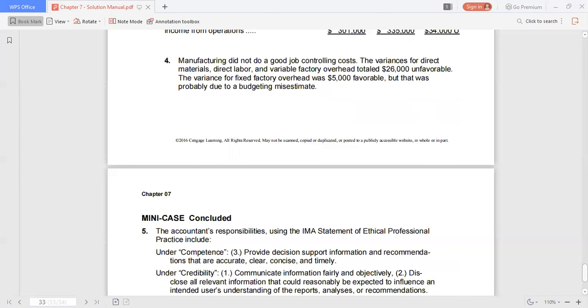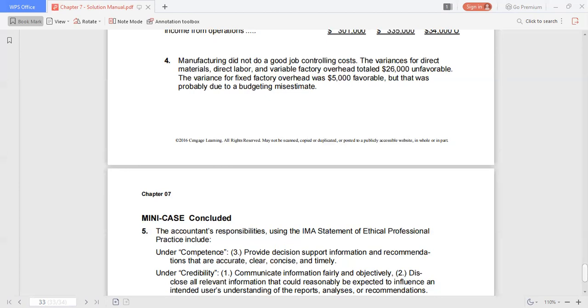In number four, manufacturing did not do a good job controlling costs. The variances for direct materials, direct labor, and variable factory overhead totaled 26,000, which is unfavorable. The variance for fixed factory overhead was 5,000 favorable, but that was probably due to a budgeting misestimate. And number five, assume that you have just been hired as the new accountant. You observe that the production manager is about to receive a large bonus based on the favorable materials, labor, and factory overhead variances indicated in the flexible budget prepared by the bookkeeper.